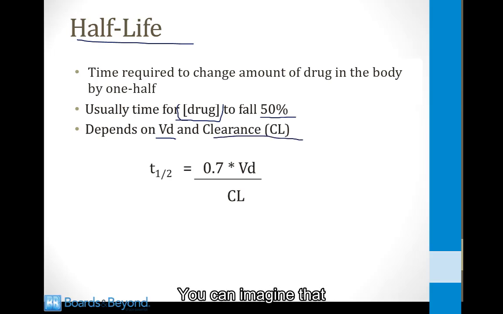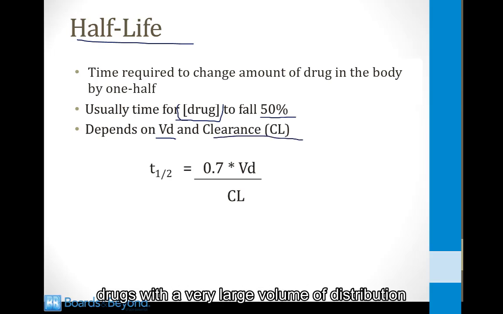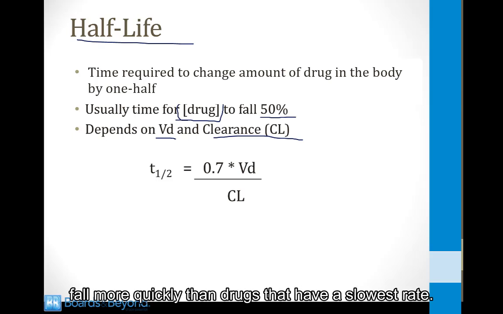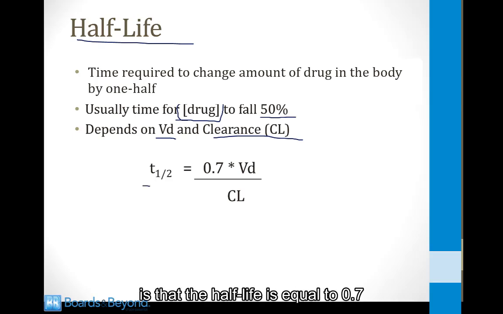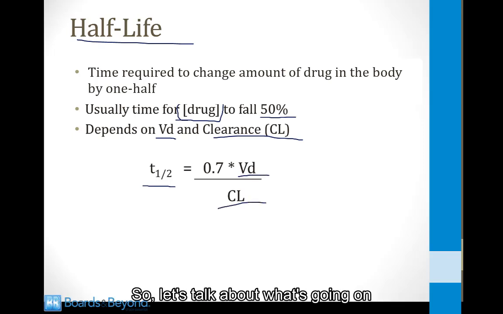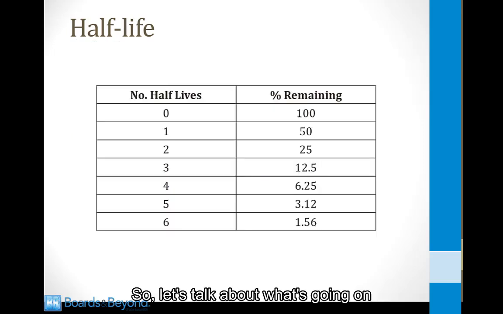You can imagine that drugs with a very large volume of distribution take a long time for their levels to fall. You can also imagine that drugs that have a very high clearance rate fall more quickly than drugs that have a slow clearance rate. So the equation for half-life is that the half-life is equal to 0.7 times the volume of distribution divided by the clearance. So let's talk about what's going on inside the body after each half-life.